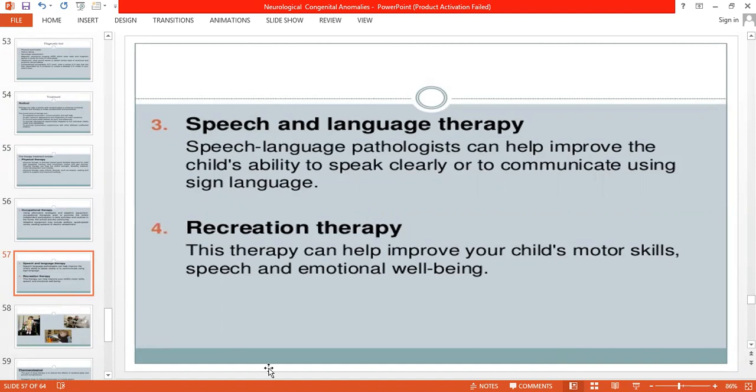They usually are delayed, and they continuously need a stimulus to improve their brain activity. This therapy can help improve your child's motor skills, speech, and emotional well-being. Recreation, like going out to the park or attending parties. Wait a minute, let me give you another simple example of how recreation is very helpful.